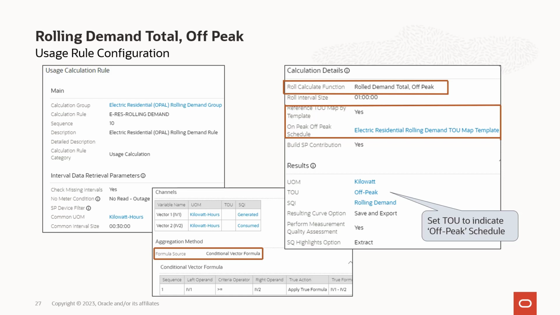Select aggregation method as conditional vector formula and configure the vectors. Select calculate function as roll demand total off peak. Also, TOU schedule is required, which can be configured or used as TOU map template schedule. In results section, it's mandatory to select TOU as off peak schedule.